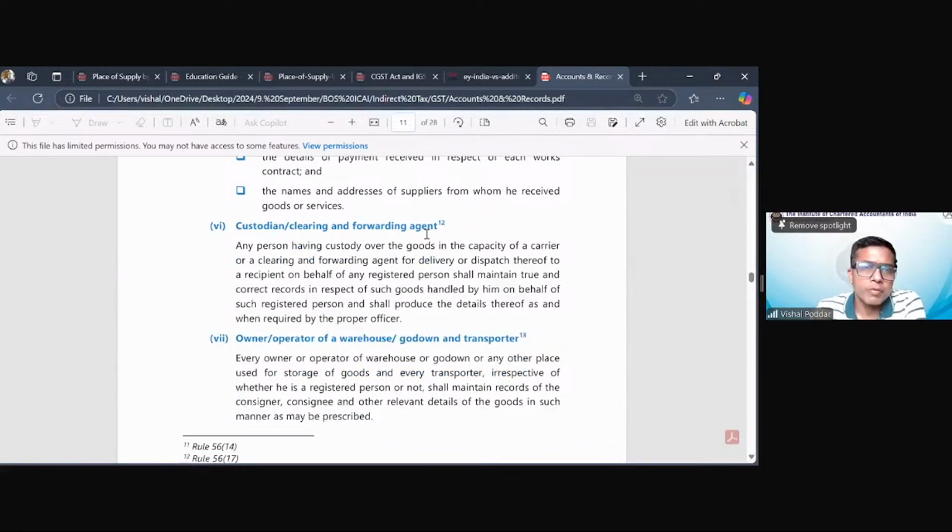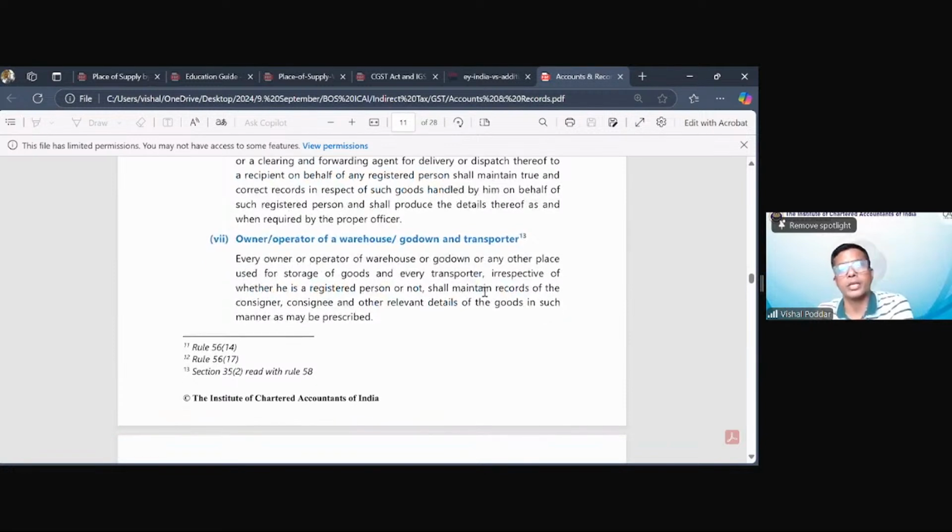Then if you are a clearing and forwarding agent, any person having custody over the goods in the capacity of carrier, clearing, forwarding agent for delivery dispatch to a recipient on behalf of a registered person shall maintain the records in respect of such goods handled. So basically, where you are acting as a clearing forwarding agent, where you receive the goods and your work is to get them exported, or where some goods have come, your job is to import and keep them in a warehouse and then give them to the person. Then you need to maintain the details of these goods that you have handled, and for which person you have handled them.